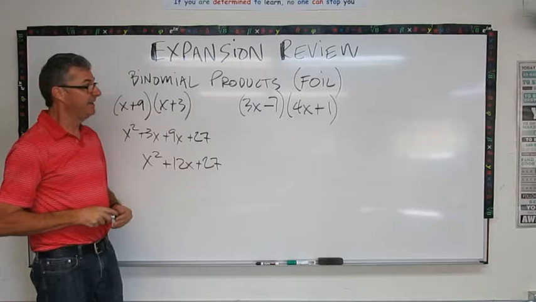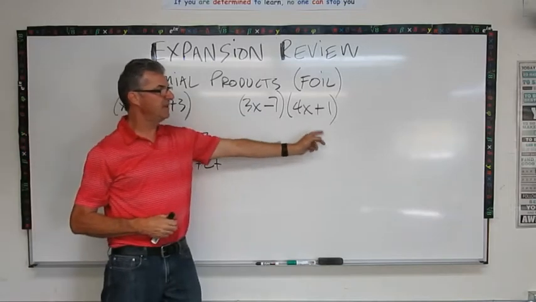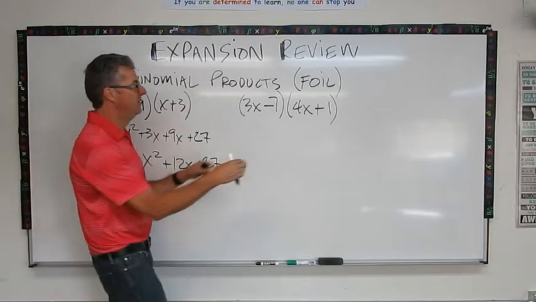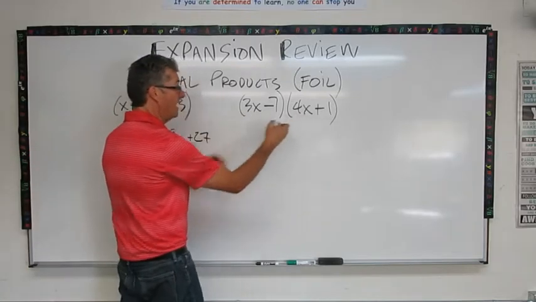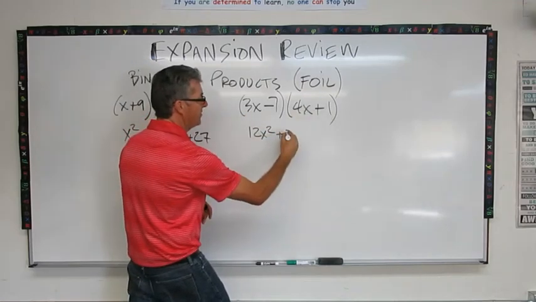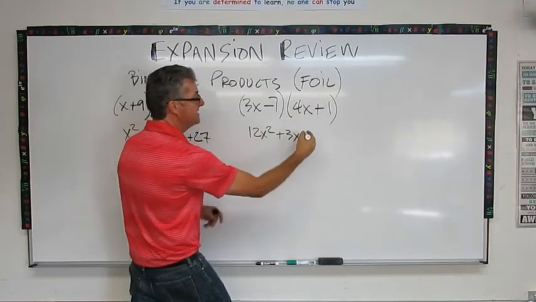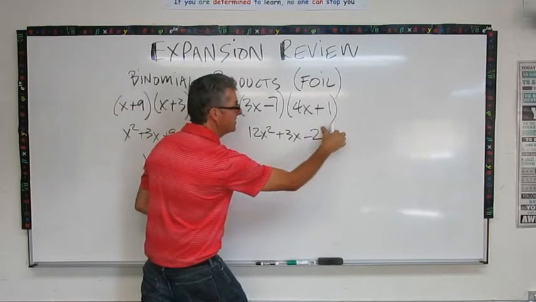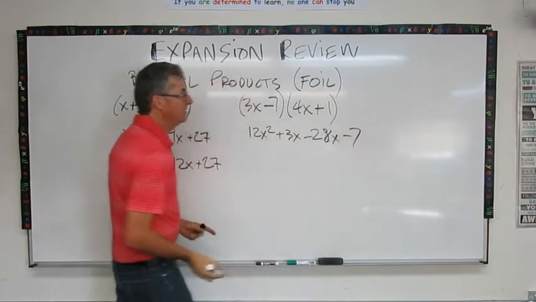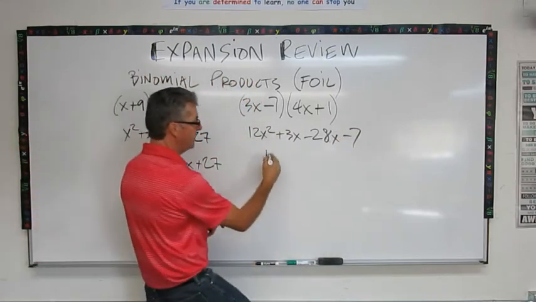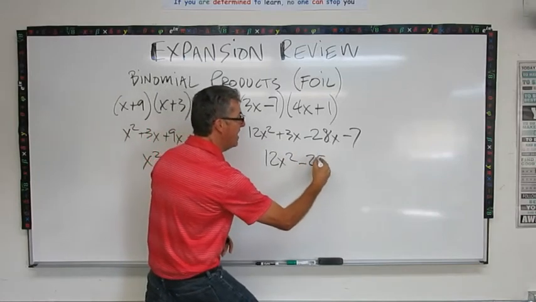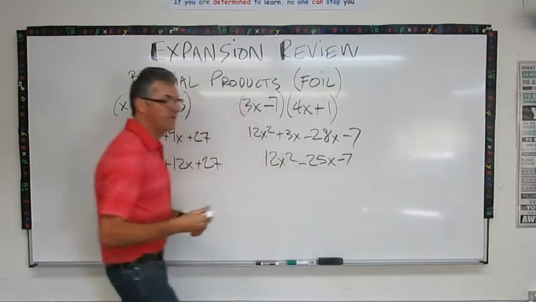Okay, moving on. Here's one that's a little bit more complicated. Pause the video. Okay, let's see what you got. 3x times 4x is 12x squared. That's the first. Plus 3x for my outside, minus 28x for my inside, and my last is minus 7. Combine like terms, bring down my 12x squared. I have plus 3x minus 28x is minus 25x, minus 7.